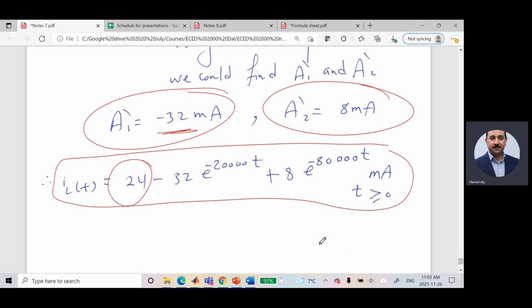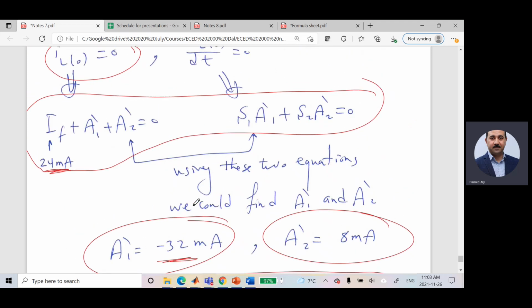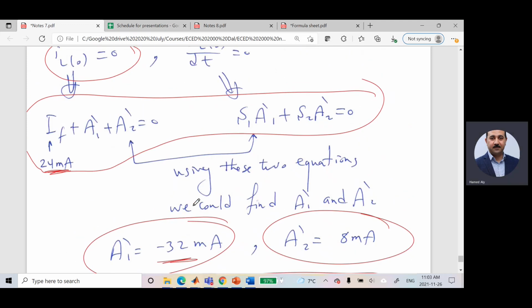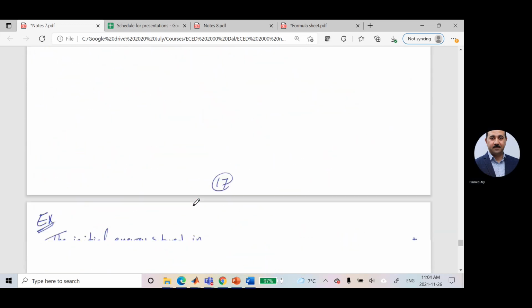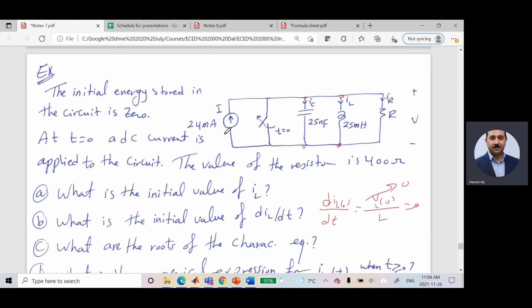Any question for that, guys? Yes. I_F is given, which is the source current. It's given in the problem here, which is this guy, 24 milliamps. No, it's not the initial current. This is the forced current, that's why we are calling it I_F. But the initial conditions are the initial voltage or current in the inductor and the capacitor.